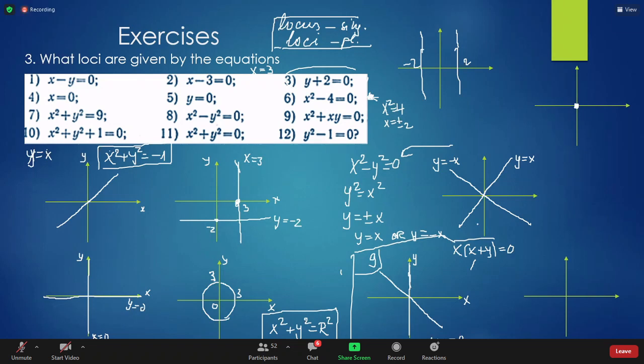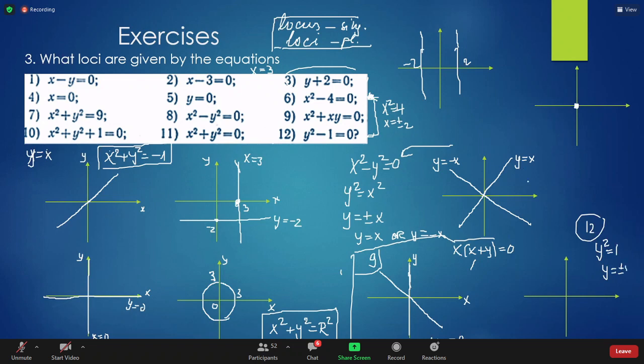And finally, number 12, I would say this is something similar to number 6. So y squared equals 1 in number 12, so y is positive or negative 1. That would be a pair of two horizontal lines, a union of two horizontal lines. So the locus of all points consists of two parallel horizontal lines.